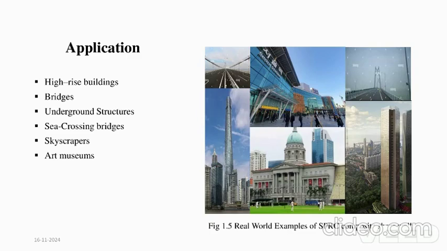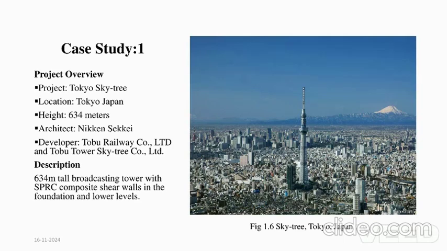Now let's proceed to case studies of SPRC composite shear walls, highlighting instances where they have been successfully implemented. The first case study is Tokyo Skytree, Japan. It is located in Tokyo, Japan. The Tokyo Skytree stands at an impressive height of 634 meters.